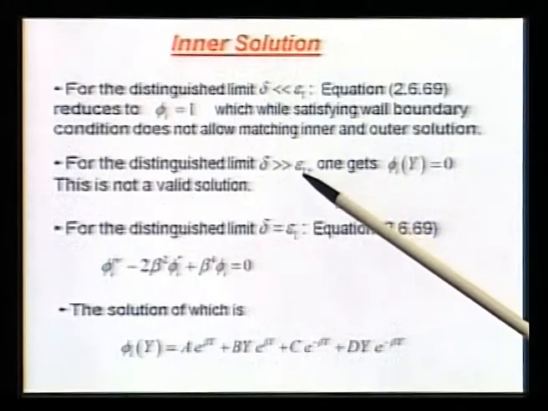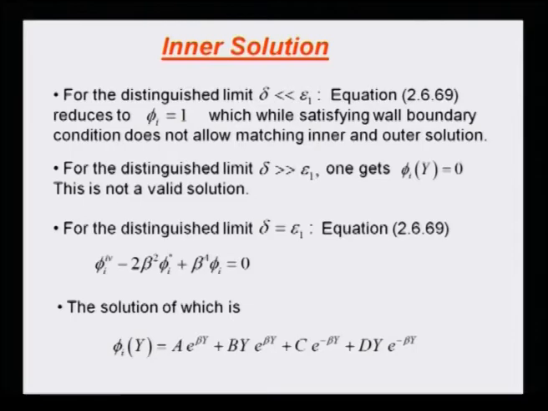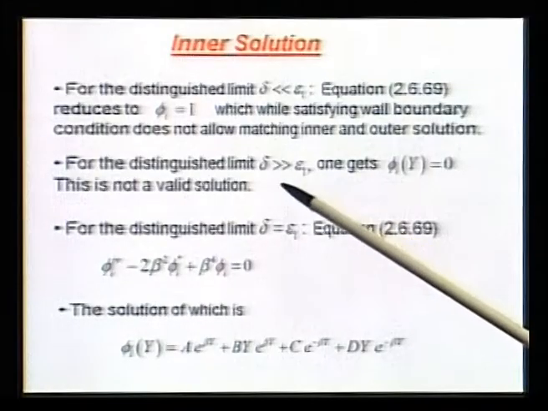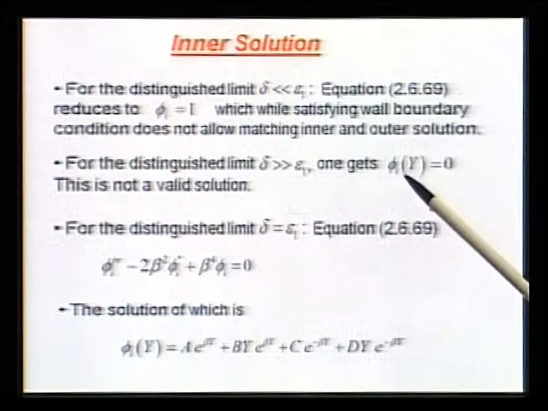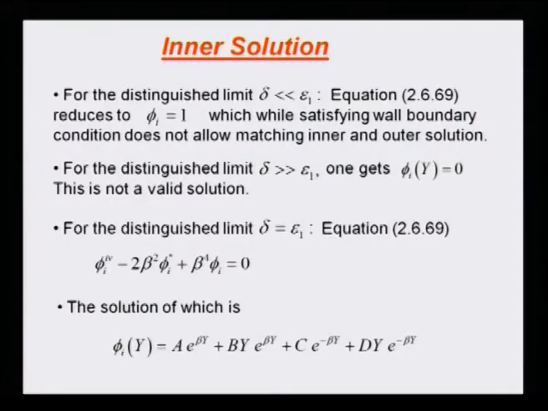Now we can look at the other cases. The other case is, for example, delta could be significantly larger compared to epsilon 1. And if I do that and look at that equation, the only solution that is feasible is this, phi I equal to 0. This is a trivial solution. Your outer layer solution, outer solution is 0, inner solution is 0, you have nothing. So this is not something that we do.